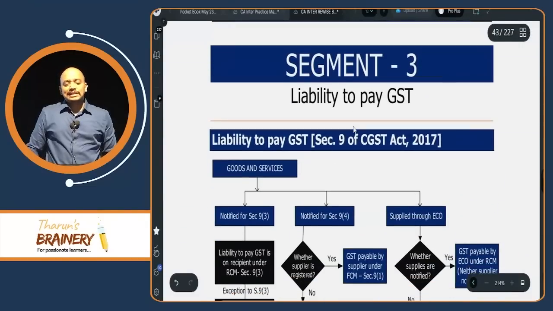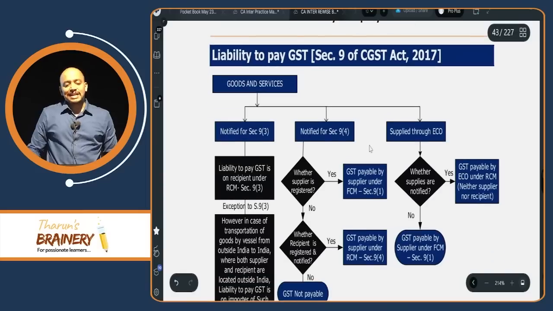Now, segment 3 is liability to pay GST. So this liability to pay GST is given in section 9.